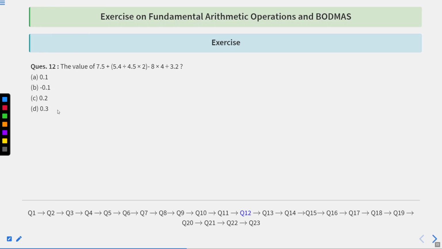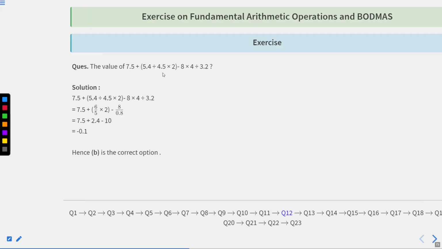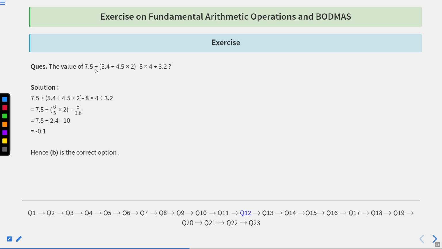Let us now move to problem number 12. The value of 7.5 plus 5.4 divided by 4.5 into 2 minus 8 times 4 divided by 3.2. We are going to resolve the bracket first, which is equal to 6 upon 5 times 2.